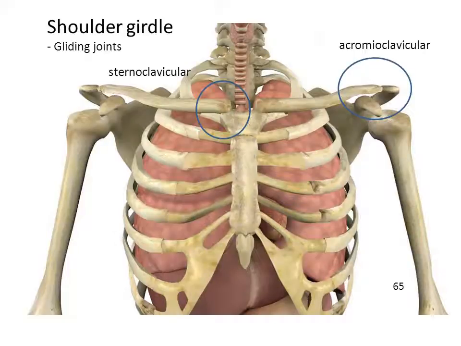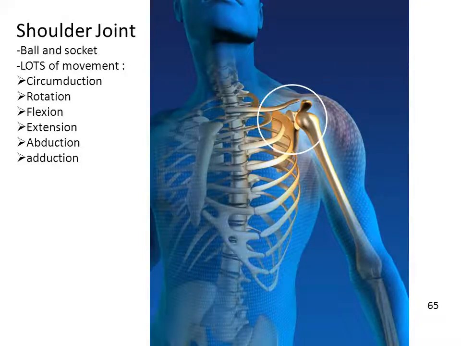The humerus, the arm bone, is attached to the scapula at the glenoid fossa. This is a shallow socket. This shallow socket makes the shoulder joint very susceptible to dislocations for many reasons.